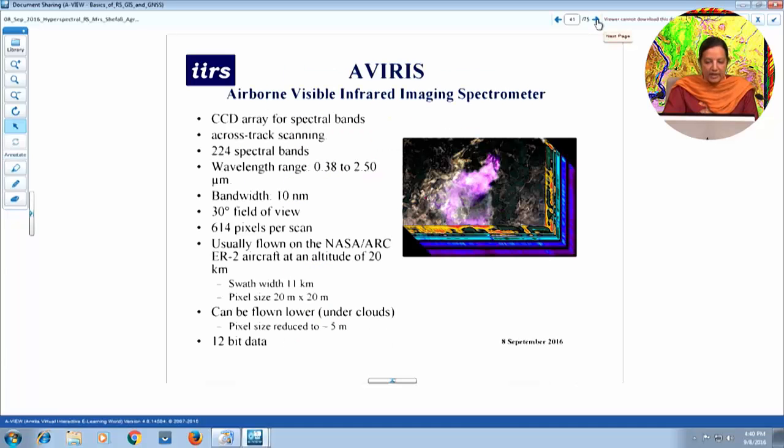Now this is AVIRIS, one of the well-known, oldest airborne visible infrared imaging spectrometers, which has 224 spectral bands in the wavelength region from 0.38 to 2.5 micrometers with a bandwidth of 10 nanometers and a 30-degree field of view with a pixel size of 20 meters and a swath width of around 11 kilometers. This is flown on an aircraft and hence can be flown under clouds, and this pixel size can be varied depending on the flying altitude.